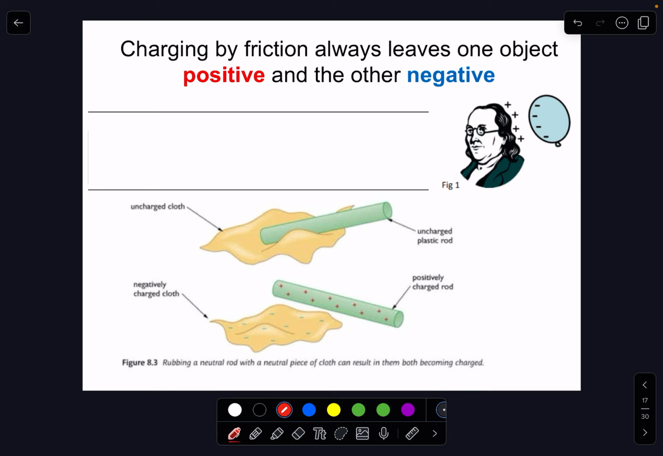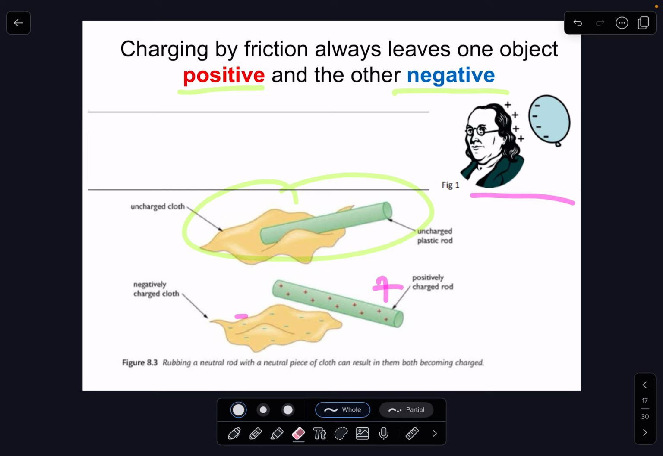So there you go. All right, so the moral of this story is, charging by friction, you always leave one object positive and one object negative. So you have two objects that are neutral, they get rubbed together, and then we get one positive and one negative. Same thing if you've ever rubbed a balloon on your hair, you're doing the same thing.